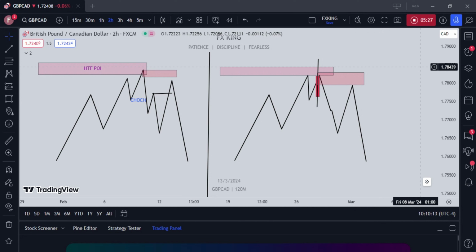So this entry is more effective than the first entry if you master it, and it will be very good for you if you master this one. So those are the two entries that I'll be showing you.